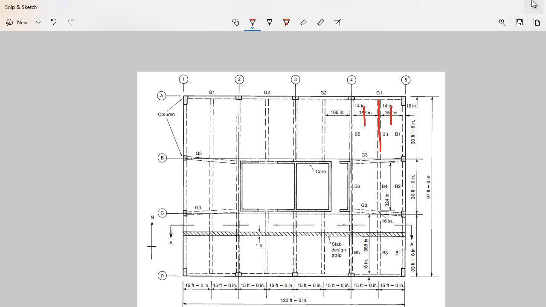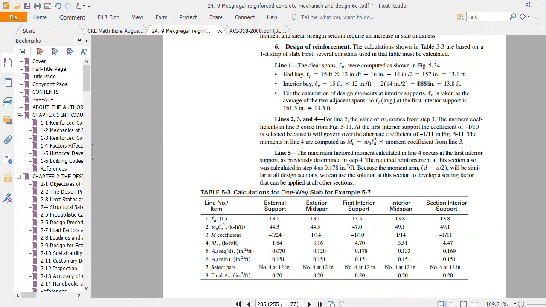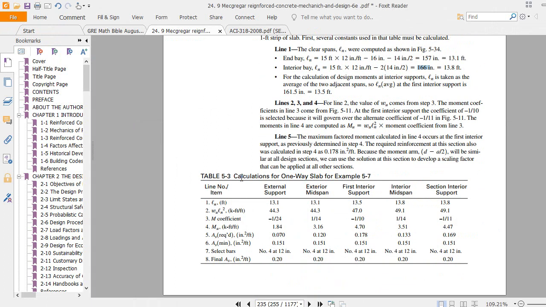This is very important to understand, because many students will confuse right here. Now you see this table, this is the whole calculation. Basically they summarize this whole procedure in this one table. ln is basically for external support, that is 13.1. Clear? This is 13.1 for the external support.